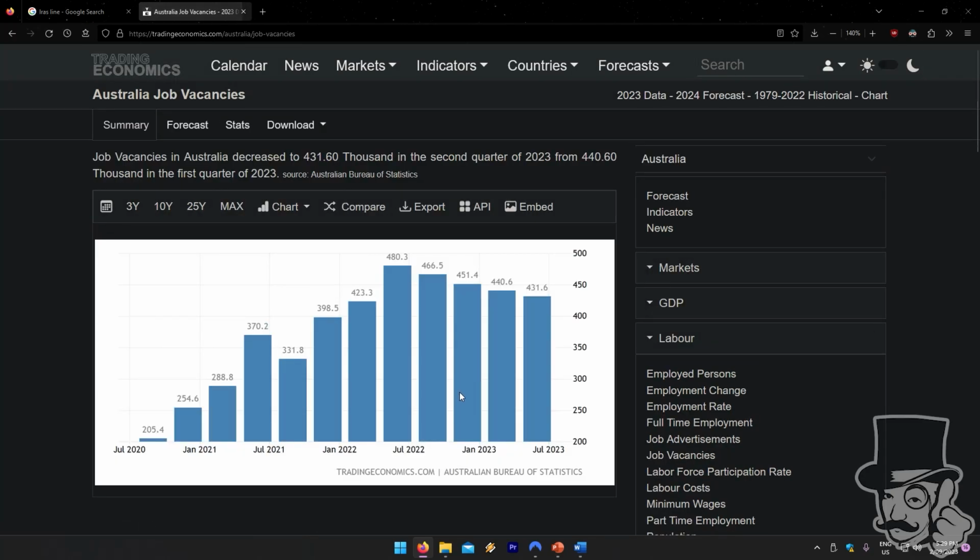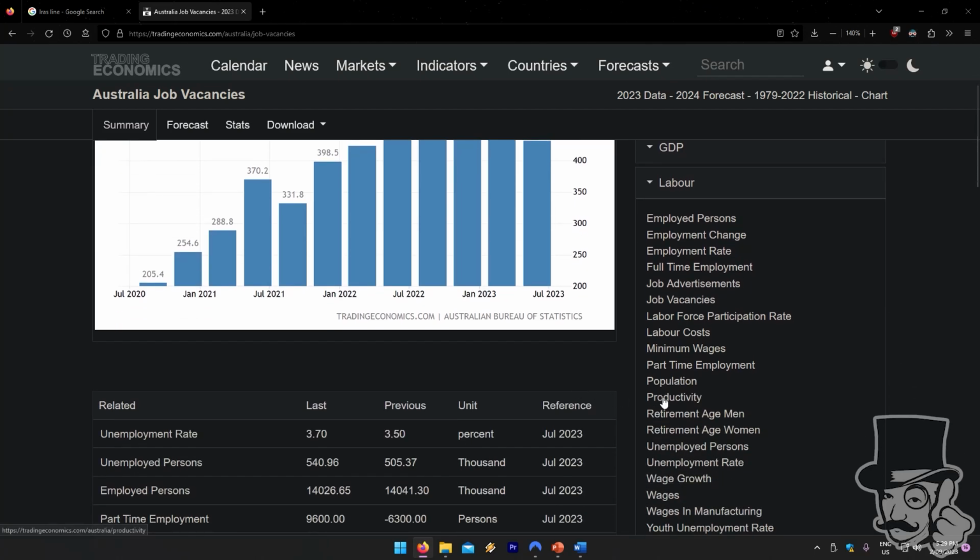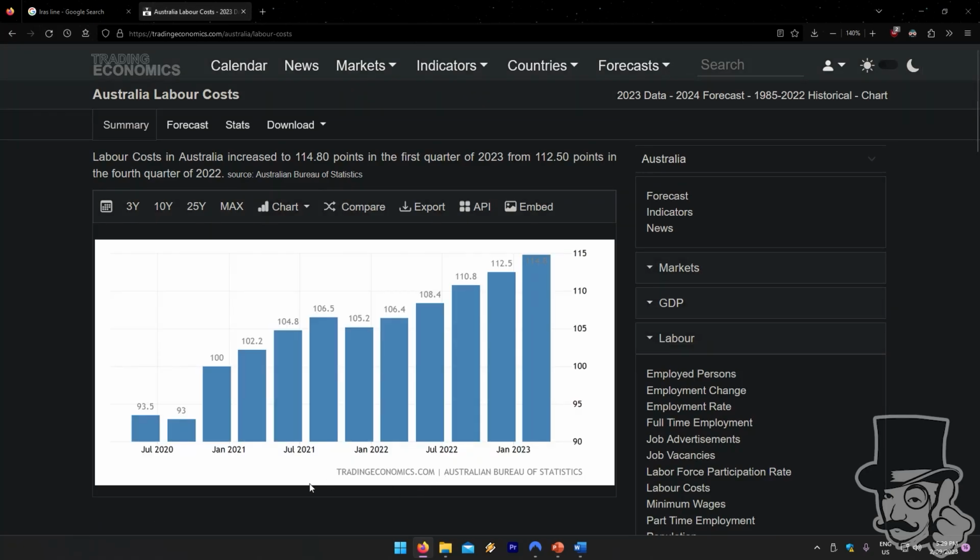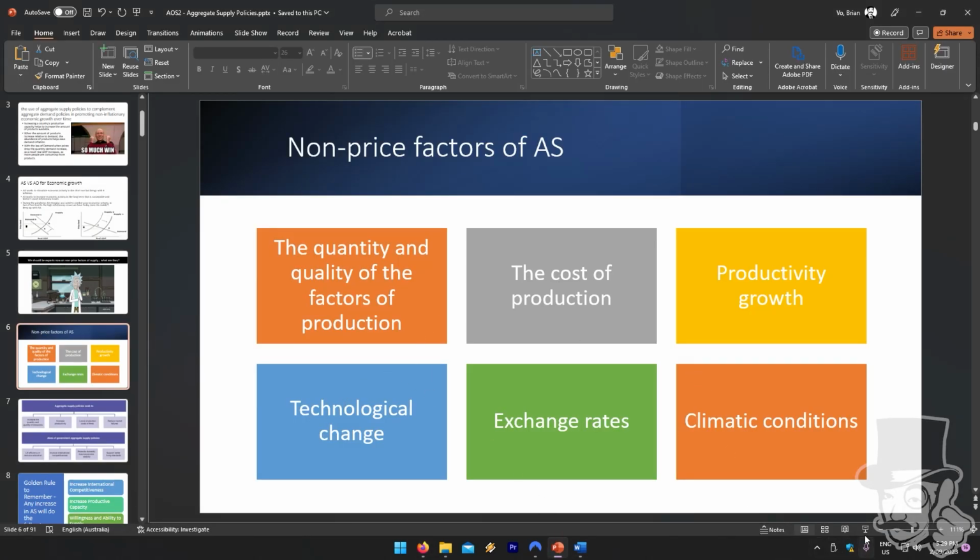Job vacancies. Oh, vacancies are falling. That might explain why the unemployment rate's starting to climb. Who knows? Labour costs. Here we go. So cost of production for businesses are definitely going up. There's no doubt about it. So these are all negative supply side conditions.